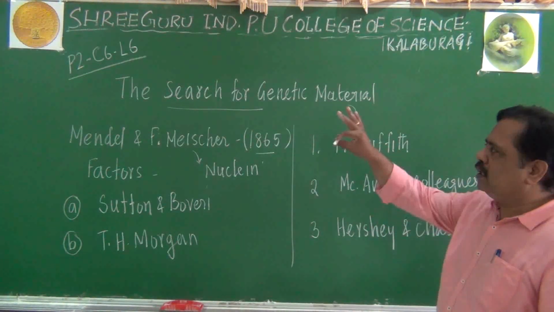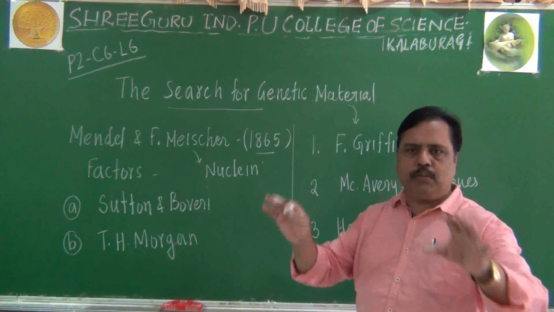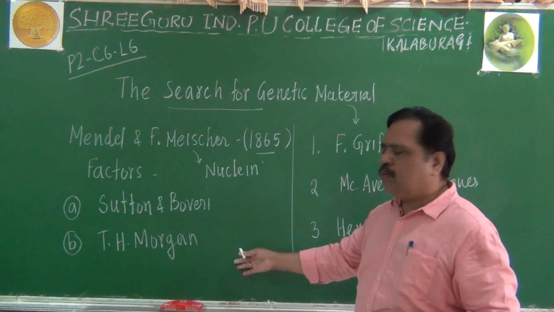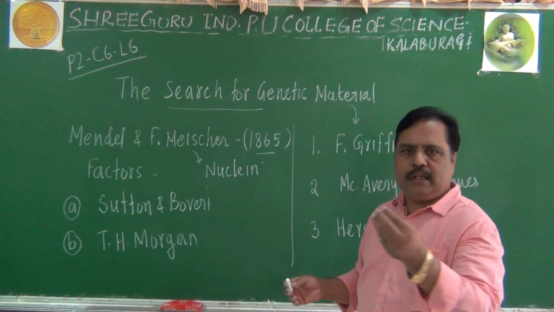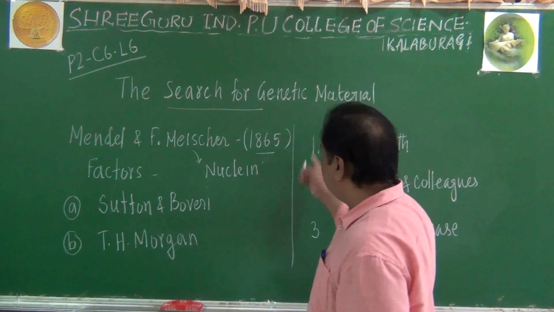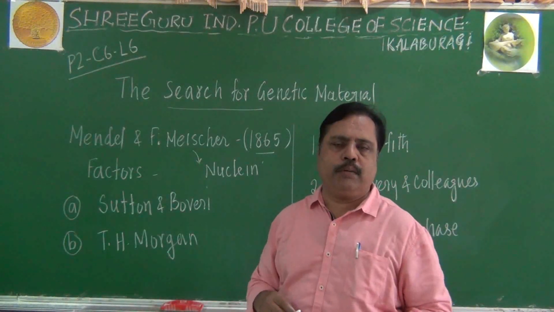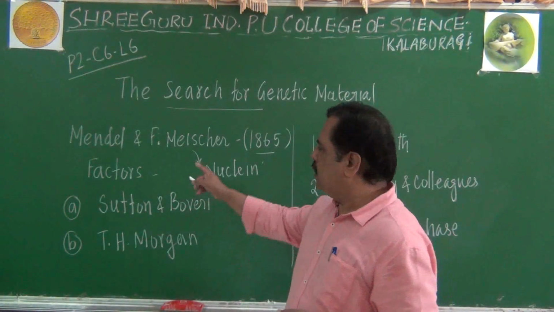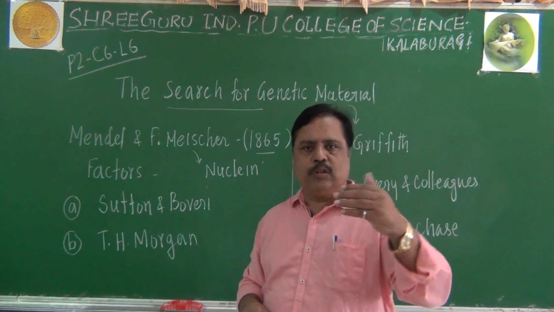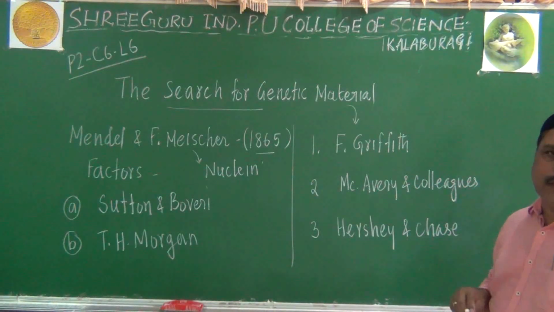So try to understand the history I am talking about here. Even though in the 1860s itself we studied factors, nuclein, everything, the role of chromosomes was proposed around 1900. Morgan did his experiment in 1902 or so. Later, around the 1920s, the search for genetic material began, and they started to study chromosomes intensively. From the study of chromosomes, they came to a conclusion that DNA is the genetic material.